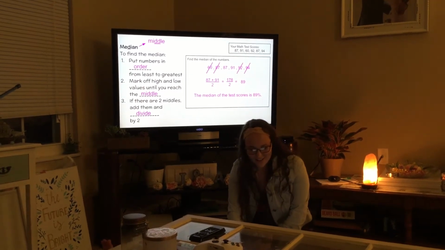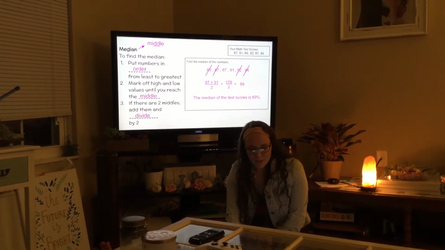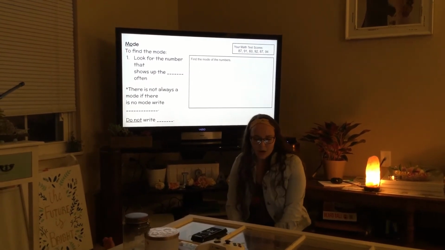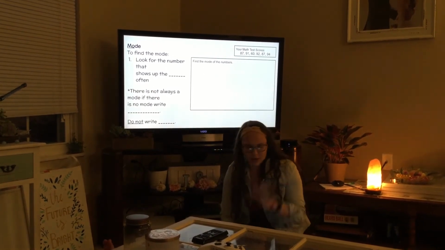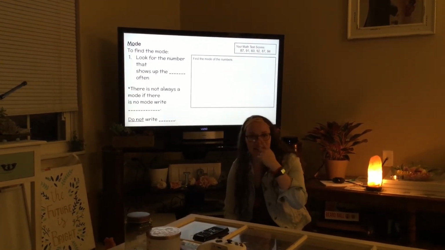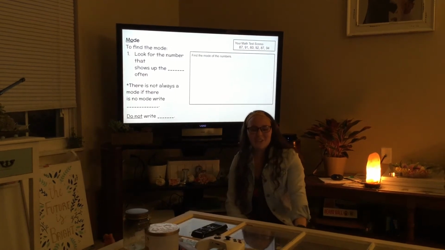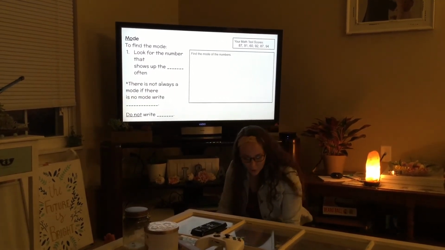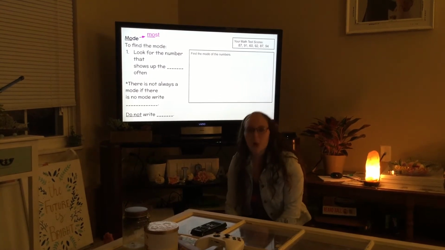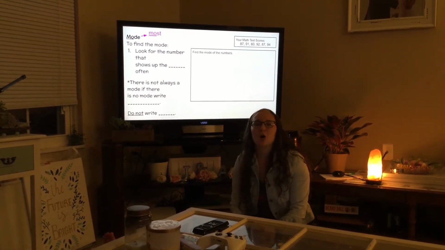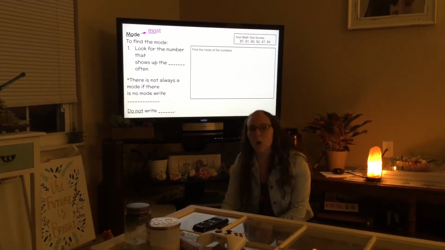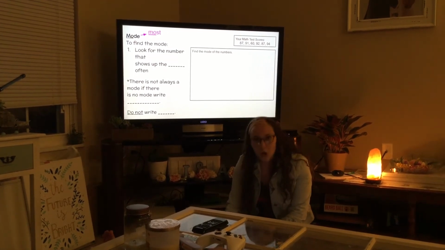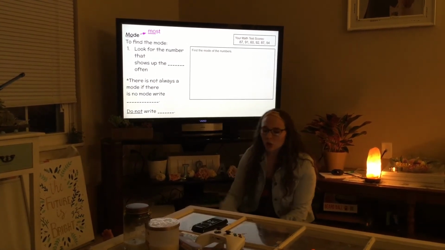All right, so the last one we are going to talk about is mode, or sorry, there's 2 more, but the next one we're going to talk about is mode. And you'll notice that mode starts with M-O. One way to help you remember is most frequent, okay? Mode is the one that occurs the most. Mode, most. So we're gonna look at our data set.